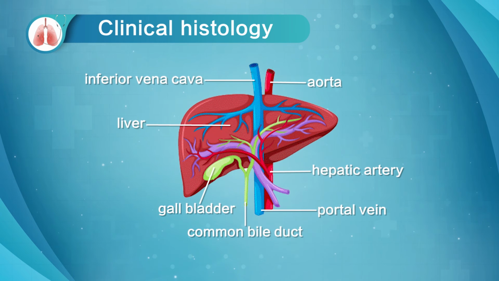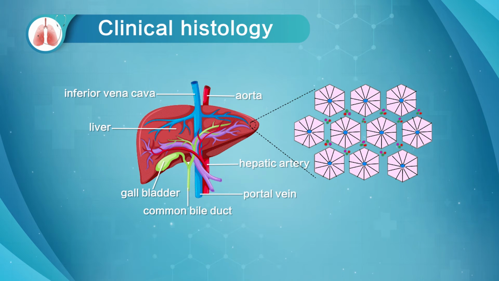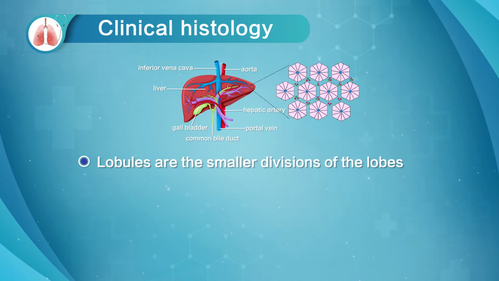Under the light microscope, it's easy to identify the structures of the liver, which is covered by connective tissue that forms the capsule. Connective tissues also extend deeply into the organ to divide it into typical hepatic lobules. The histology of hepatic lobules is different from the anatomy of the lobes of the liver. Lobules are the smaller divisions of the lobes.